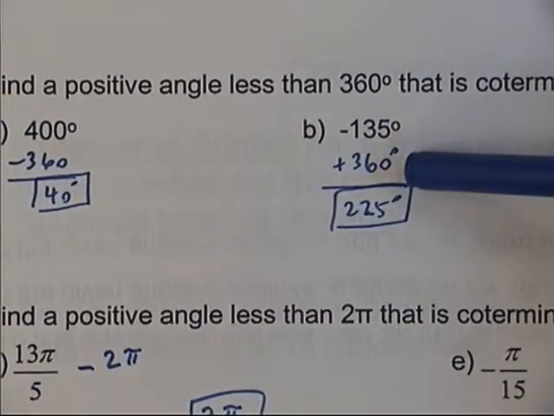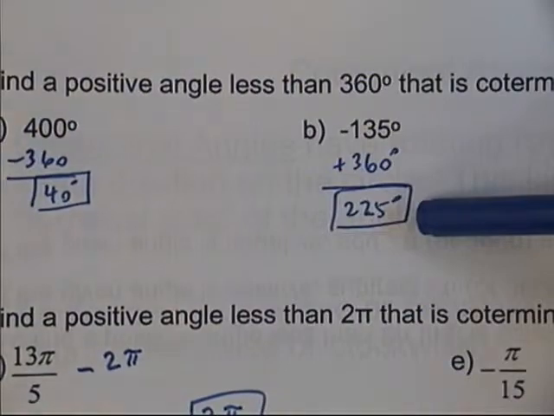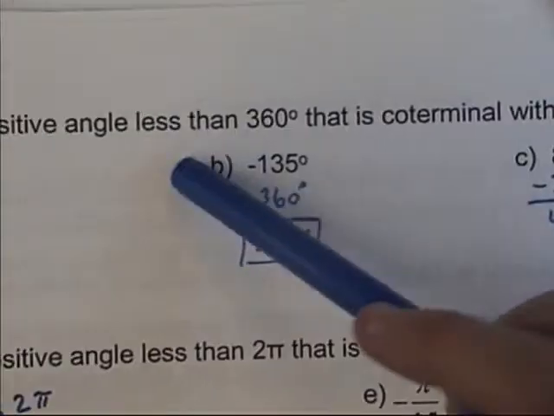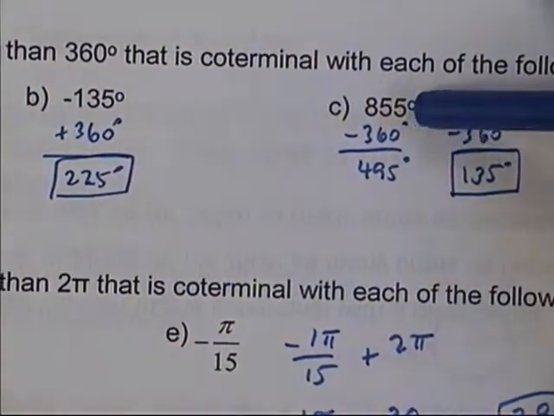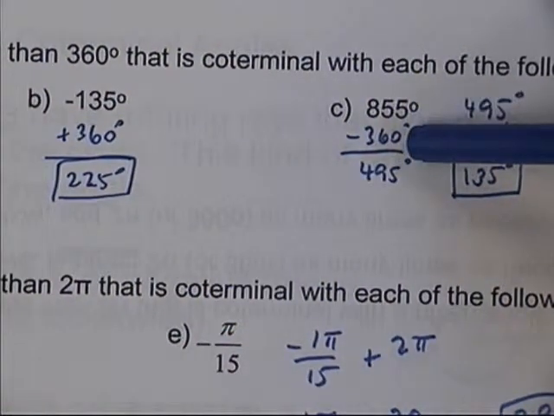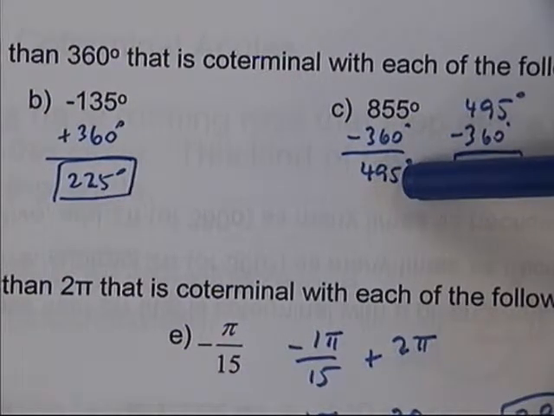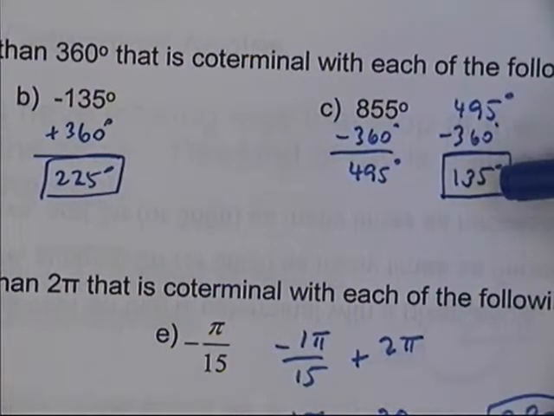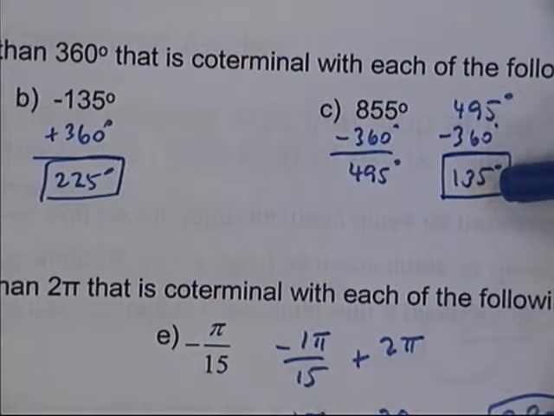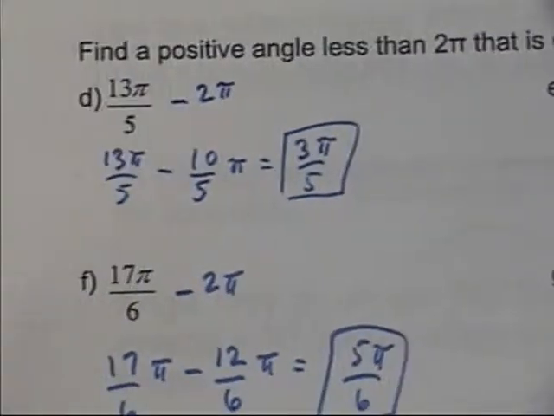Or if it's negative, you can add a full circle to it to get a coterminal angle. Now, they want the answers to be less than 360 degrees, but still be positive. So sometimes when you use this technique of, okay, if it's positive, we subtract a whole circle, we're still not in the correct margin of our answer because they want it between 0 and 360. So we may have to subtract a full circle again until we get the answer in the appropriate margin.